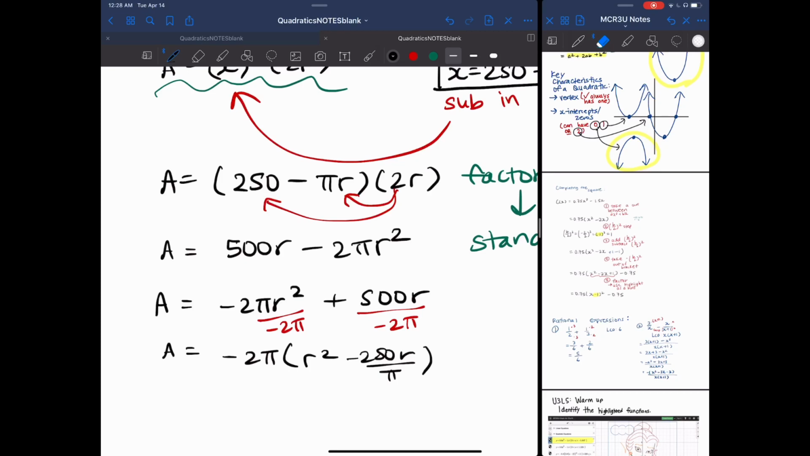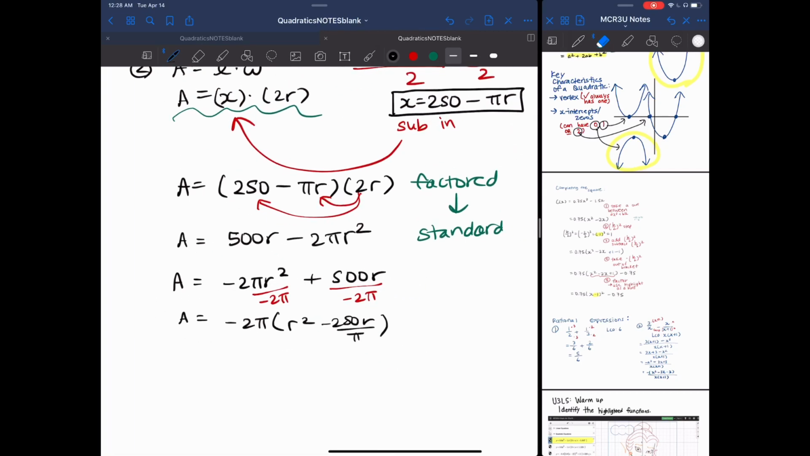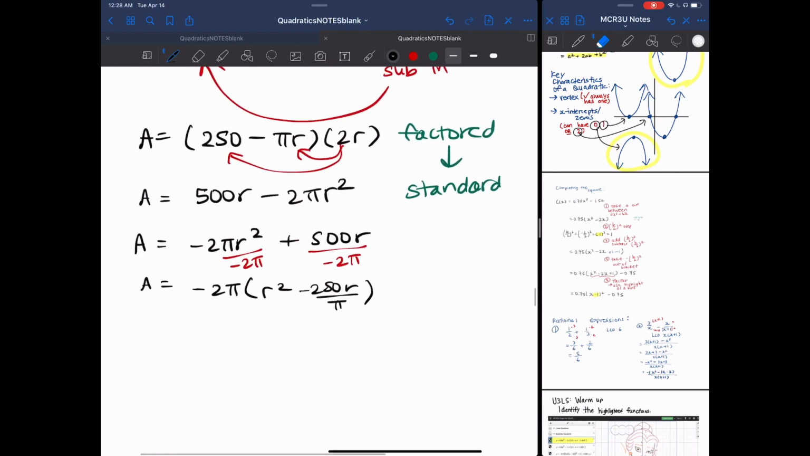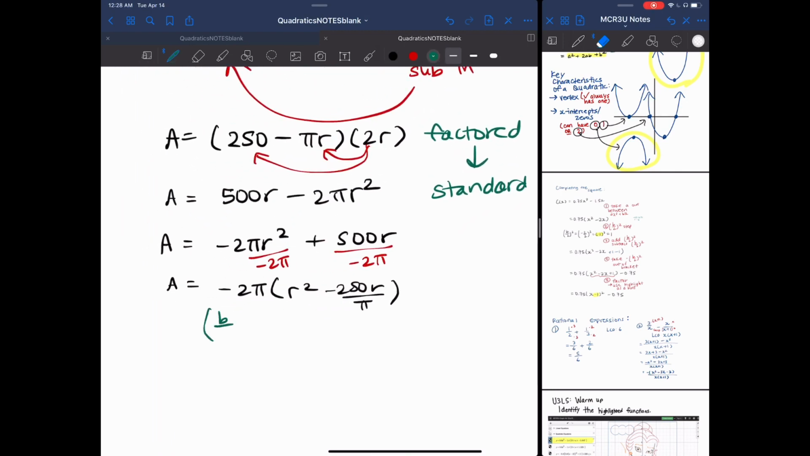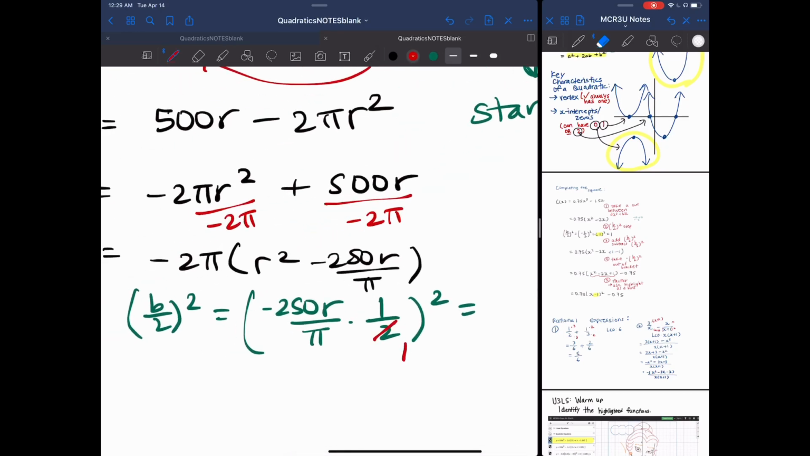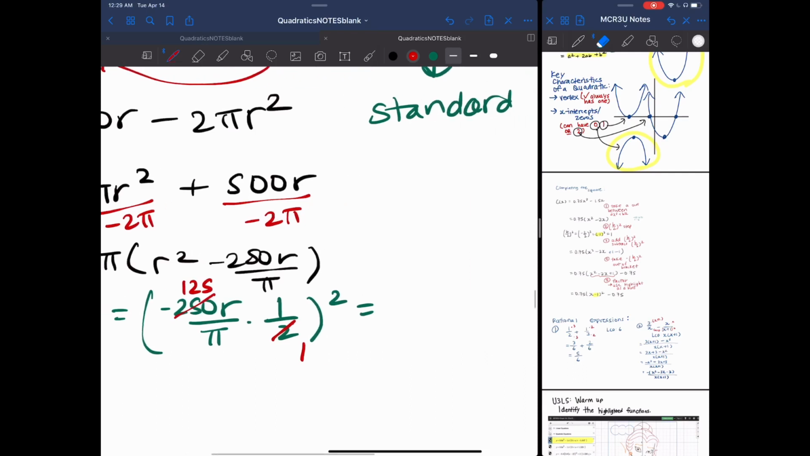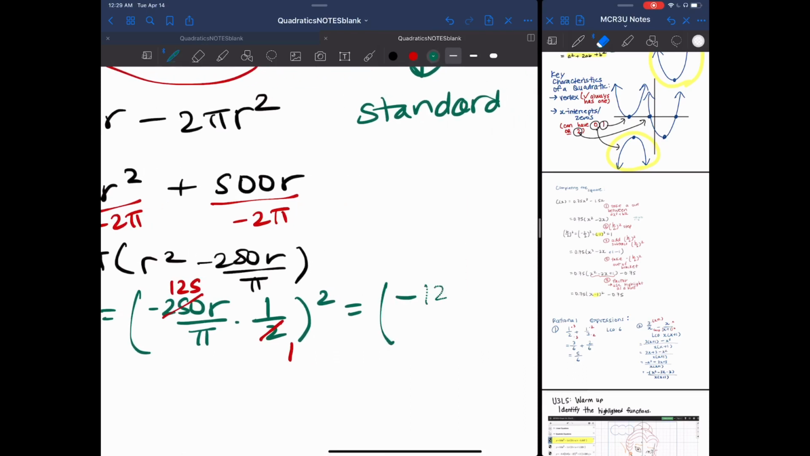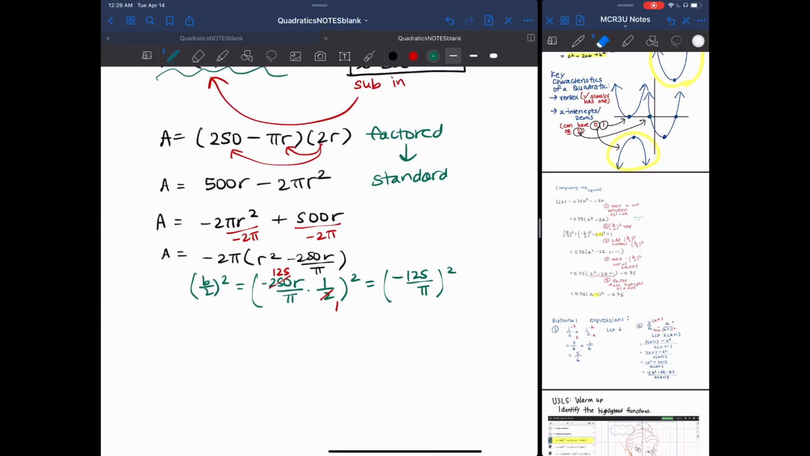Okay, so this is like a more complicated version of completing the square. My rough work being b over 2 squared. I have my negative 250 r over pi. That's the same thing as if I times it by 1 over 2 squared, and I'm going to try to simplify. The 2 becomes a 1, 250 becomes 125. And so what I have is a negative 125 over pi squared. So instead of expanding that out per se, I might just keep it and work with it.